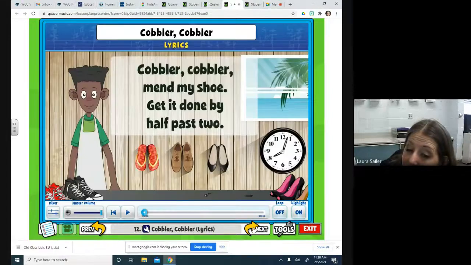Cobbler, Cobbler, same way. Cobbler, Cobbler, bend my shoe, get it done by 2:30. Where do the so's and mi's go in this one? Okay. And again, we're just thinking about it and trying to decide where they might go.